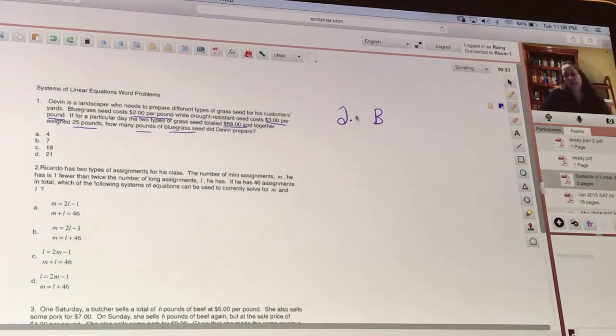So $2 times B represents the $2 per pound of bluegrass. And then we're going to add that to the $3 per pound of drought-resistant seed. So I'm using D for drought, and we know it's $3 a pound. And then we have to set this equation equal to something. Looking back at the problem, 2B plus 3D has to equal the $68.